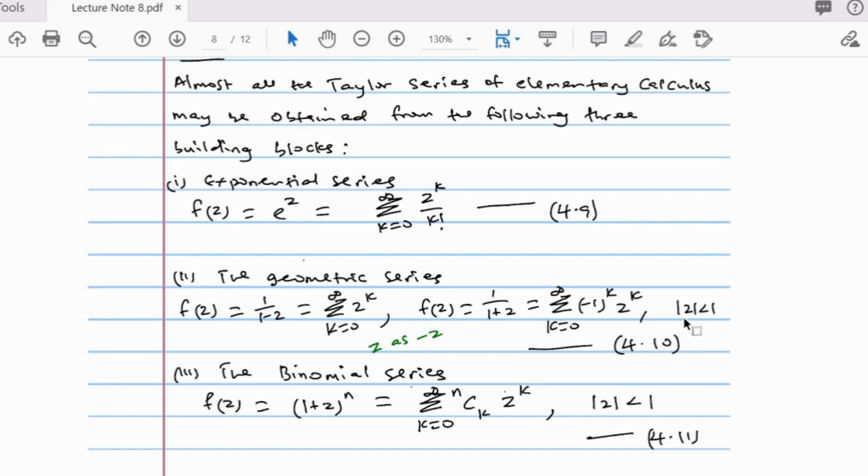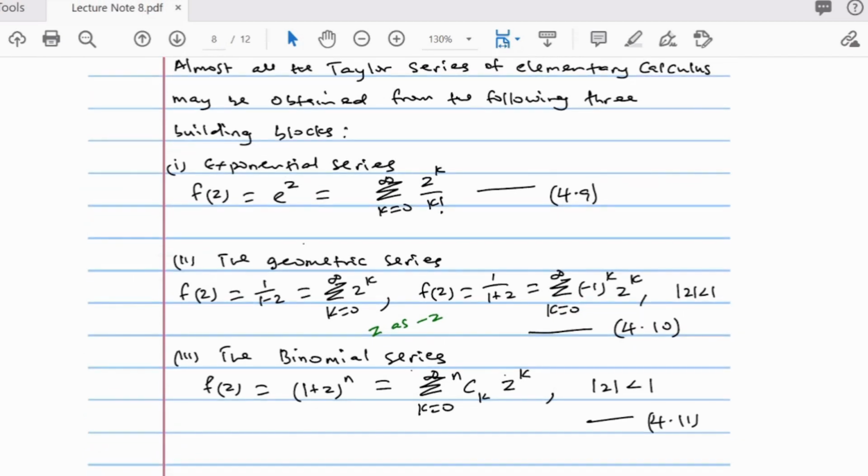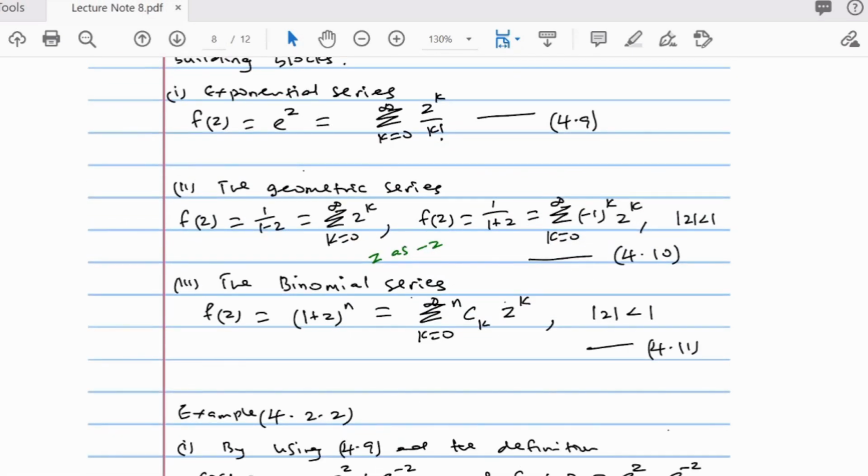The circle of convergence is modulus of z less than 1, because here your z0 is 0. So the circle of convergence for this and for this is just absolute value of z less than 1. Okay, the next one that we can use is what I call the binomial series.